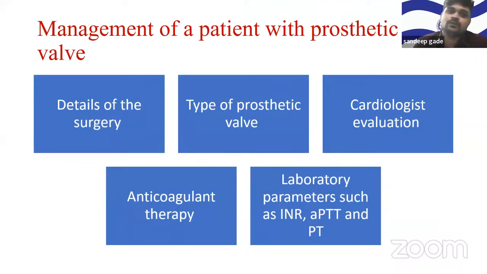Coming to the third scenario, where a patient with a prosthetic valve has conceived. In such patients, we must consider the details of the surgery, the type of the prosthetic valve, whether it is a mechanical valve or bioprosthetic valve, cardiologist evaluation to assess the functional status of the patient, and also a 2D echocardiography has to be done to assess the severity of the lesion and to also rule out other coexisting diseases. And also the cardiologist must plan for the anticoagulant therapy in such patients. And laboratory parameters such as INR, PT, aPTT have to be determined.